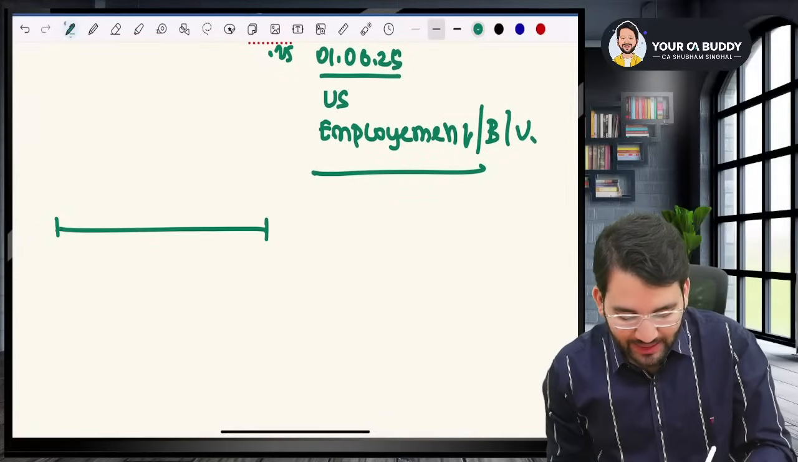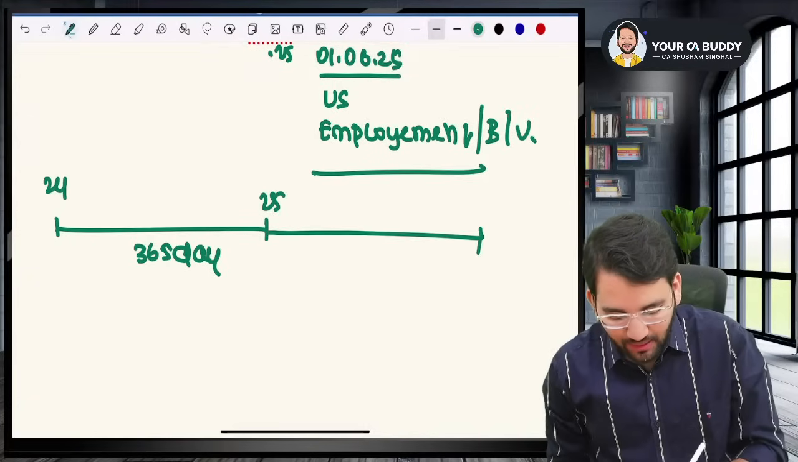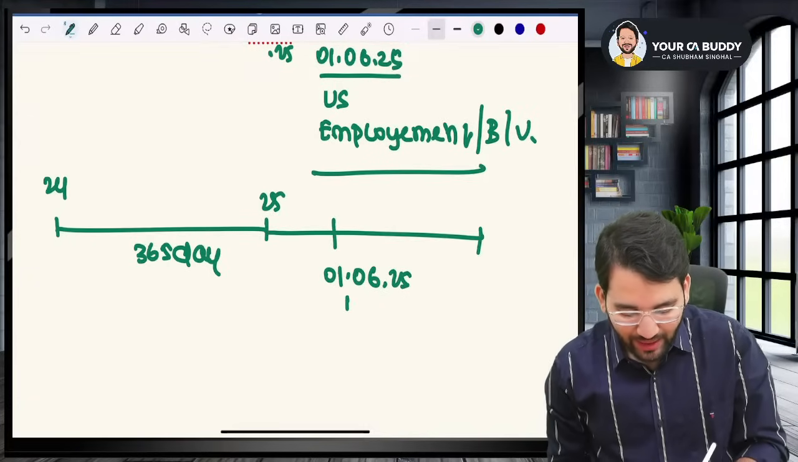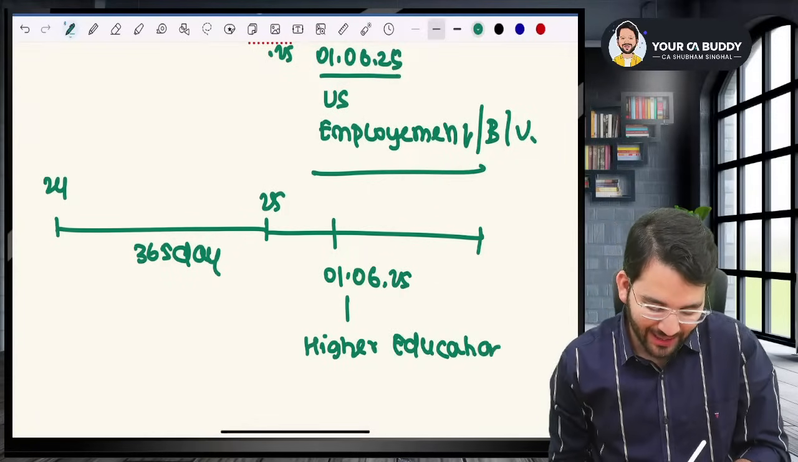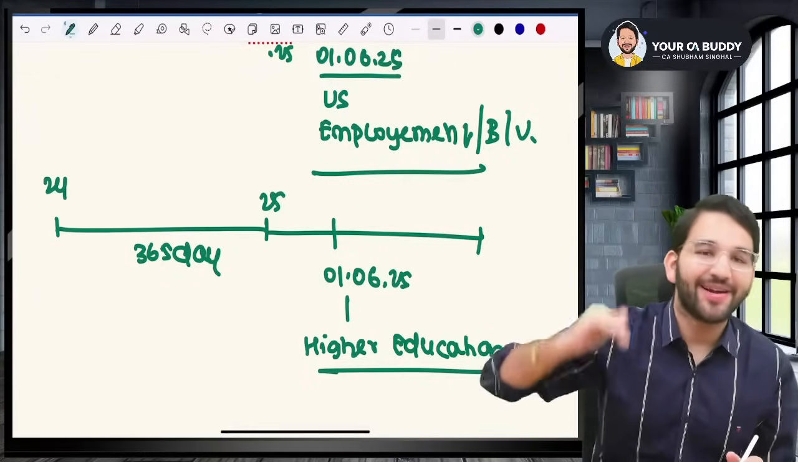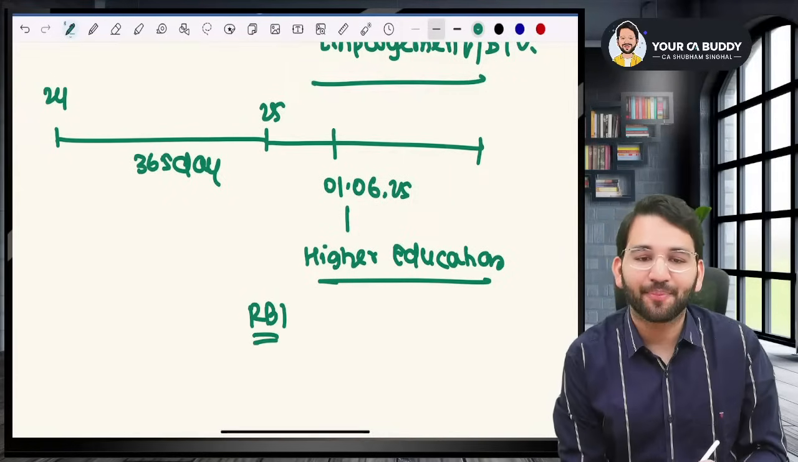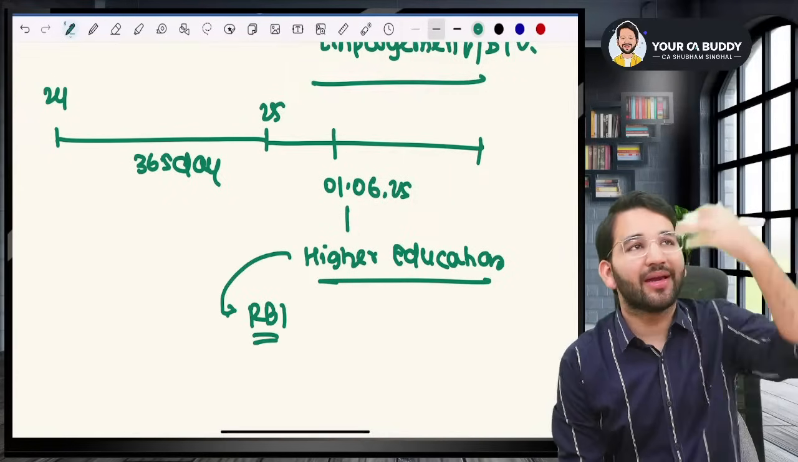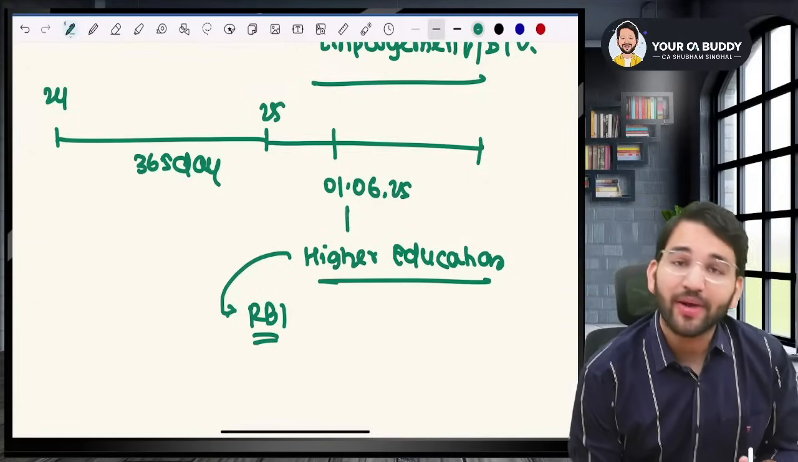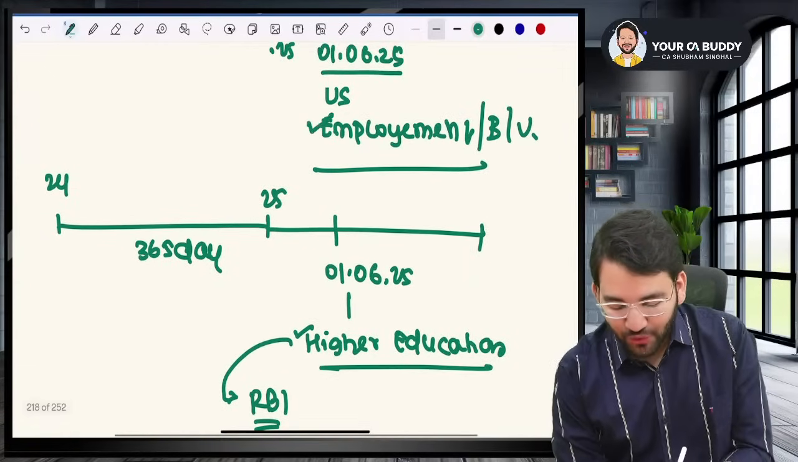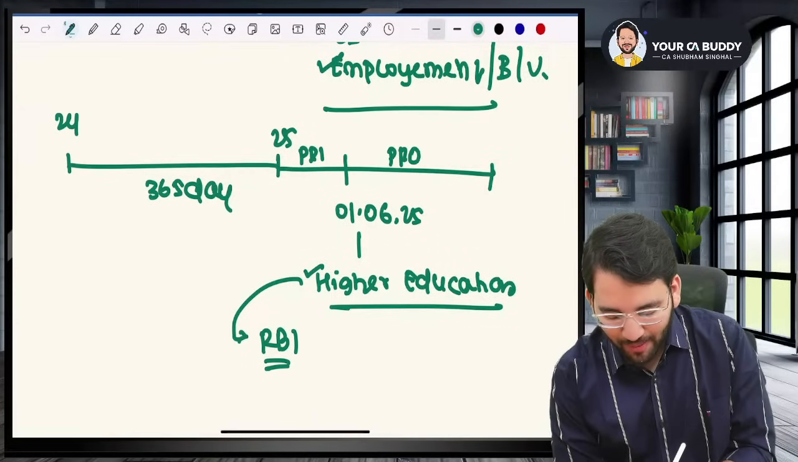Number three, sir. Same question. In 24-25, I stayed here for full year. But this year, 1st of June 25, I left India for higher education. Sir, if you go outside India for higher education, listen to me very carefully. RBI had issued a circular that if you go for higher education, you usually will end up doing job there and you'll not come back to India. So even if you're going for higher education, it will be treated as if you're going for employment only. And that is why you will be a PRI here and then you will become a PROI.